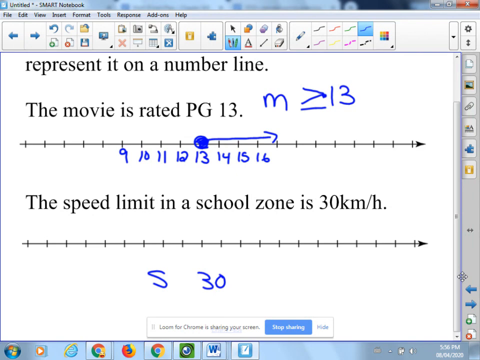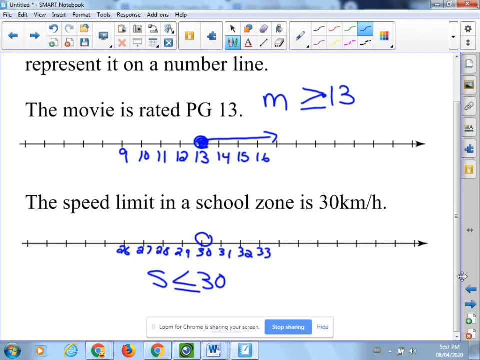So 30 is the biggest possible answer, which means the little number is eating the big. That's the biggest potential. But the speed limit is 30. I can also go 30 and not risk getting a ticket. So it's also or equal to. So I'm going to put 30 on my graph. I'm going to add in a few numbers ahead and a few numbers below.